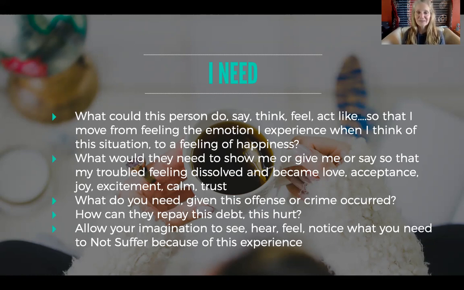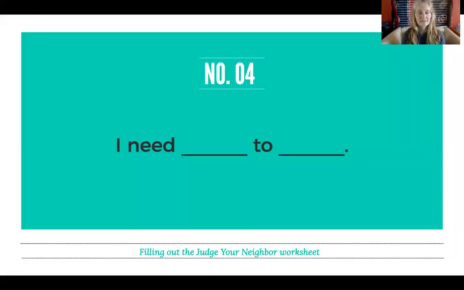Just allow your imagination and listen to what you are thinking. See, hear, feel, notice what you need to not suffer because of this experience. What do you need from that person? So number 4, in order for me to be happy, I need, fill in the blank of who you're looking at, what you're looking at, to, and respond. Write it down.